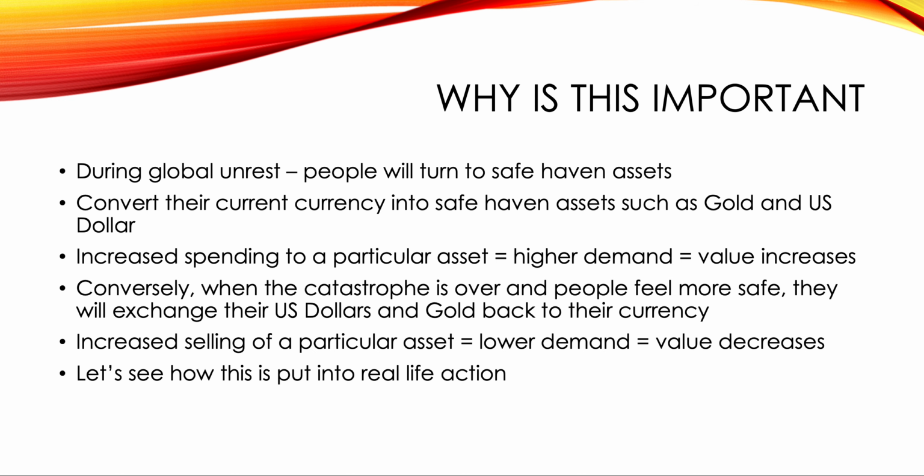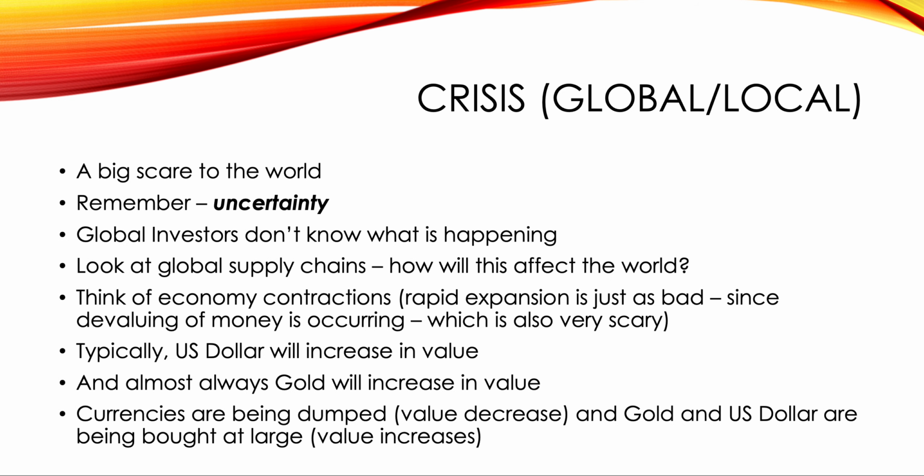So let's go into some real life examples. We just talked about it: crises, a big scare to the world. Remember this word, uncertainty. If ever you see anything in the news which will cause some kind of uncertainty, the reason why I say at the top right there, global or local, basically refers to, is this going to be a global thing or are we just talking about a specific country? And the reason why this is important is because if we are looking at a global situation, then we will probably see a big move in gold and the US dollar.